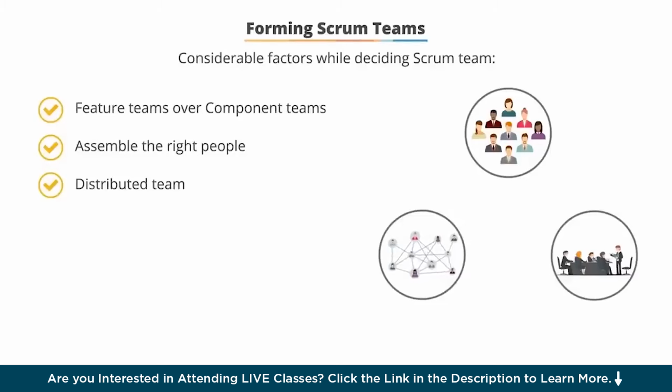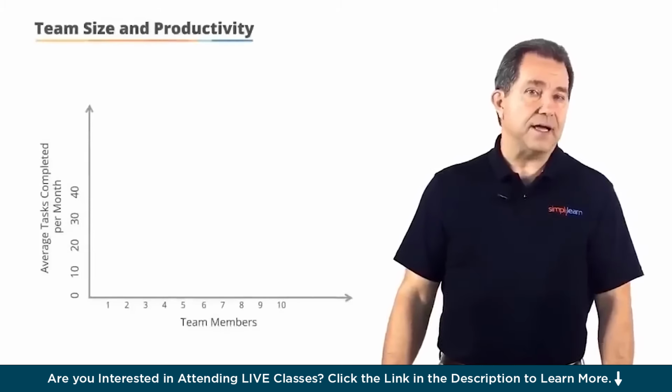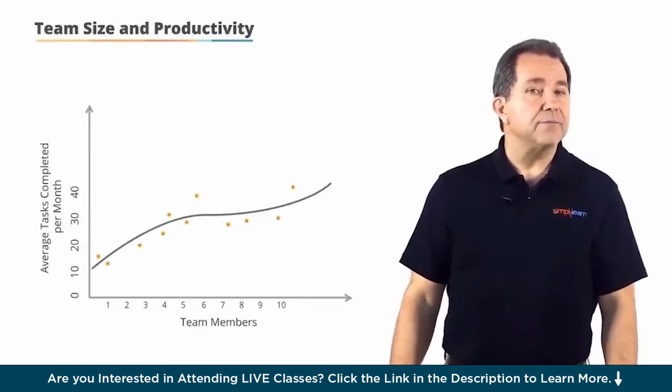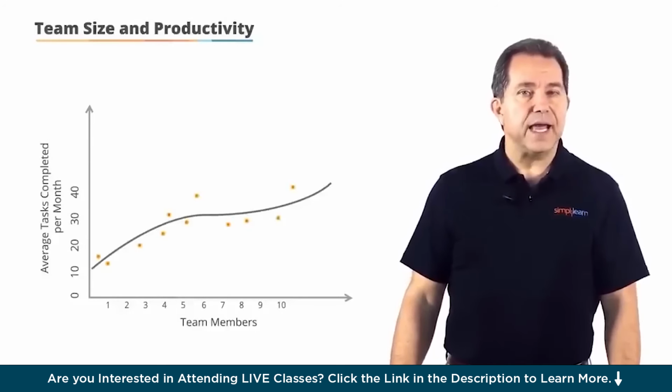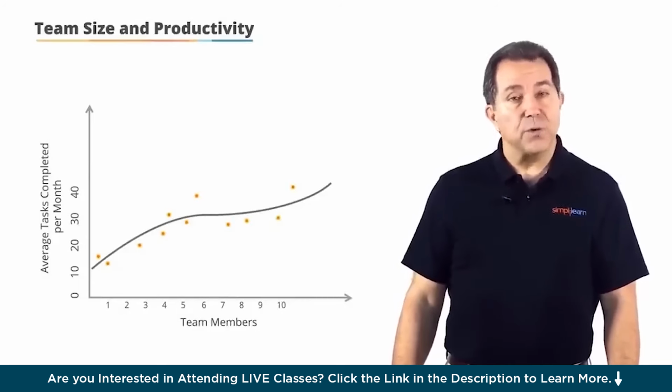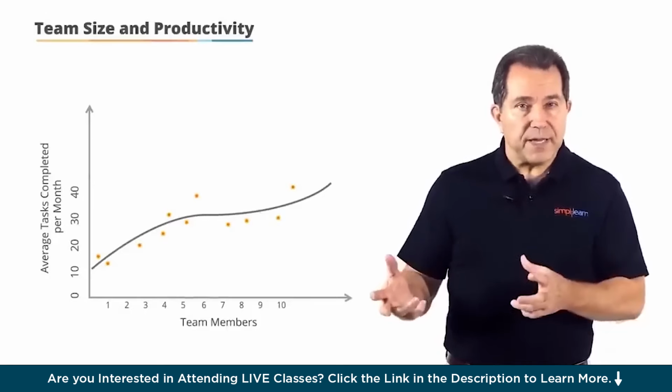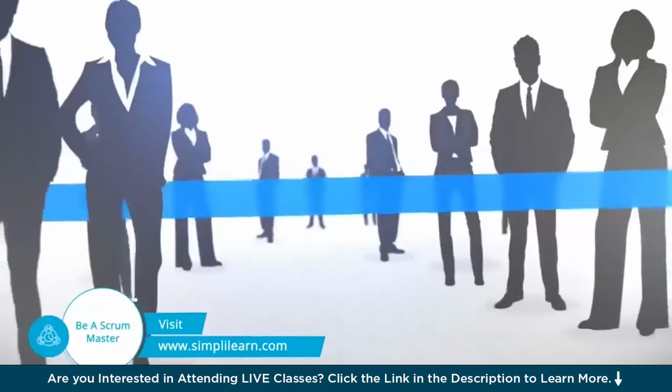Plotting team size and productivity will likely result in an S-curve. You can see here that a team can actually be too small or too large. Remember, the sweet spot is 6 plus or minus 3.